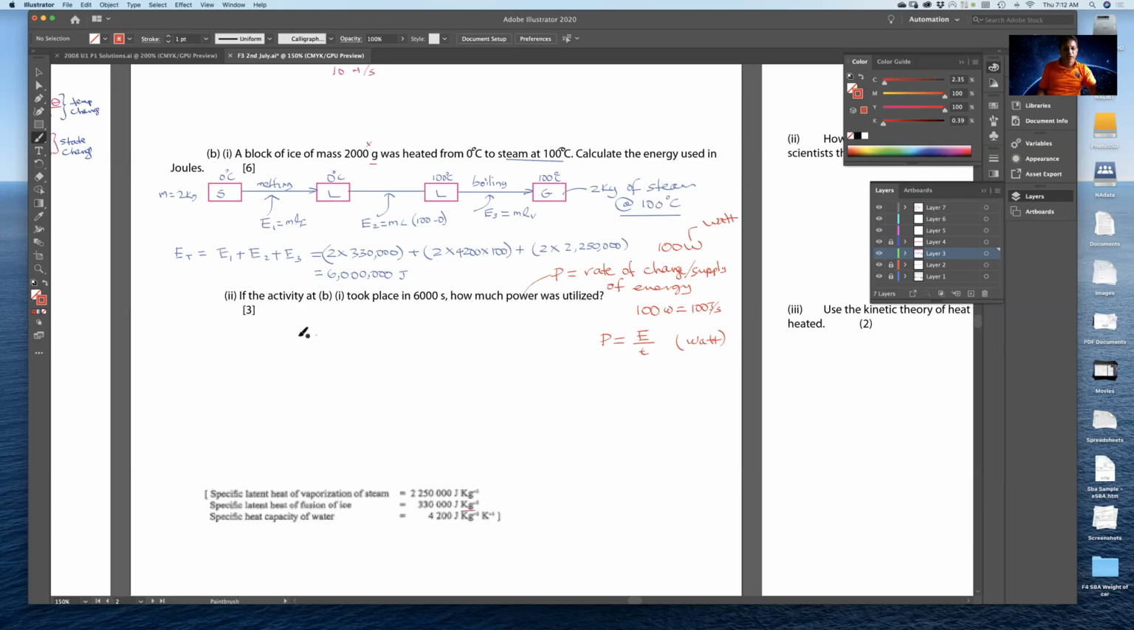Now, we want to find power. That's the question here, P. Do we have energy? Yes, we do. The energy was 6 million. Do we have the denominator? The denominator is time. They told us 6,000 seconds. And therefore, how much power is utilized? When you do the calculation, you would get 1,000 watts. That is the rate of supply of energy, or the power developed, or the power utilized, as the question says.